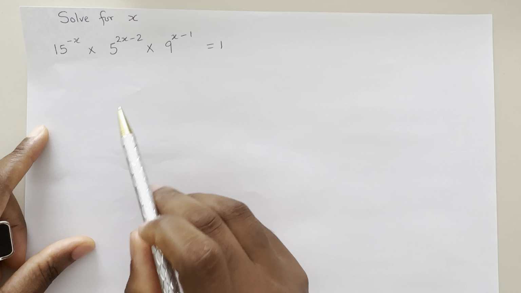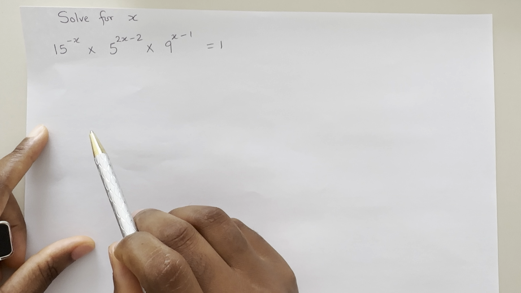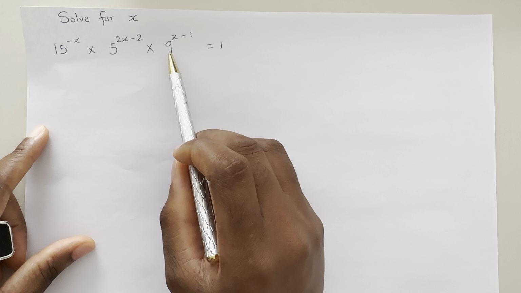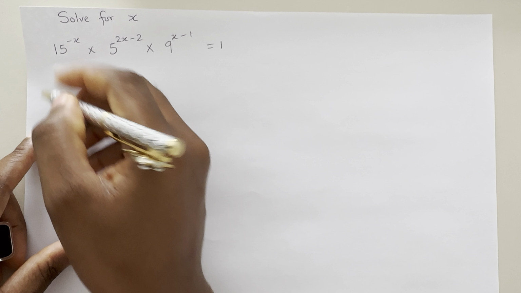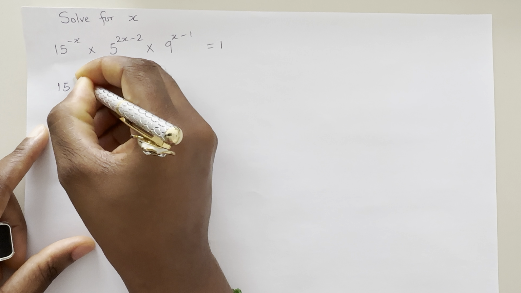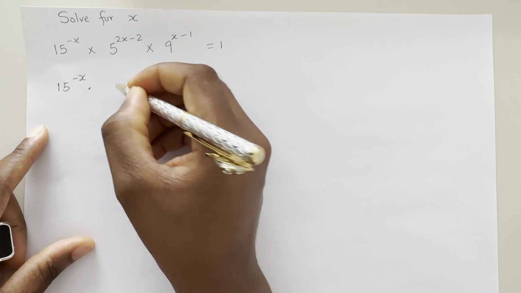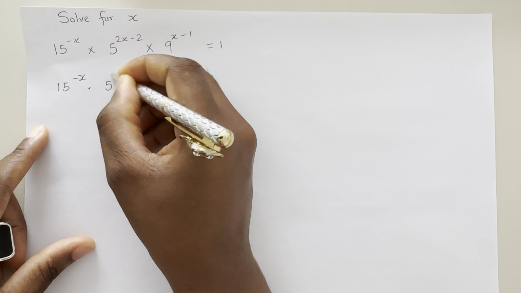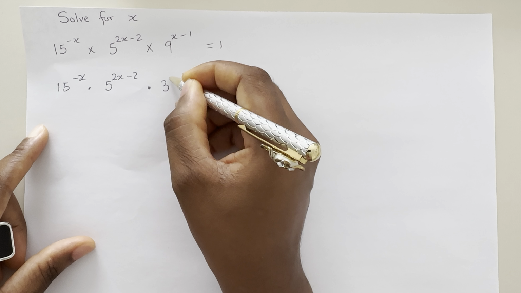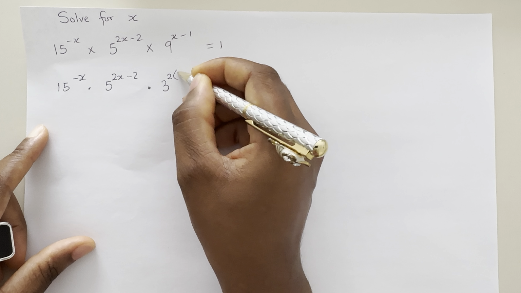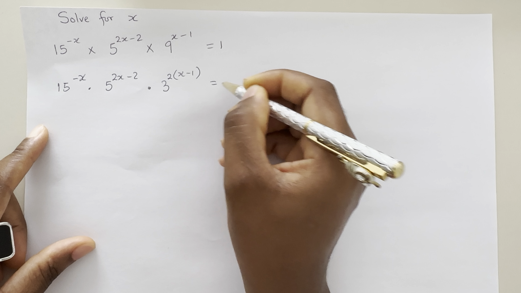So first, what we are going to do here, as you can see, 9, we can write as 3 to the power of 2, right? Let's work out like that. So 15 to the power of minus x times 5 to the power of 2x minus 2 times 3 to the power of 2 to the power of x minus 1 is equal to 1.